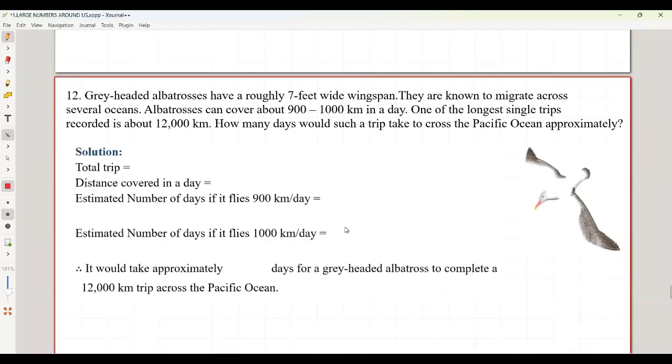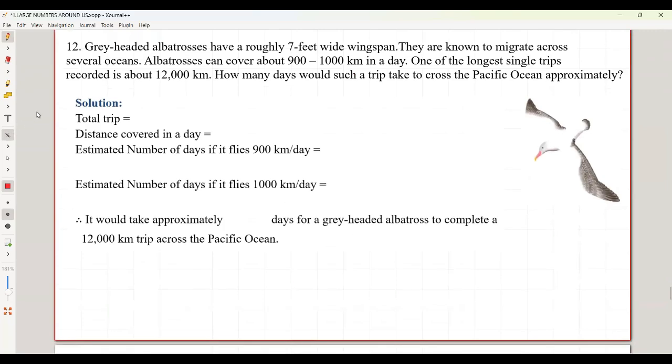Okay, question number 12. A gray-headed albatross has roughly a 7 feet wide wingspan. They are known to migrate across several oceans. Albatross can cover about 900 to 1000 kilometers in a day. One of the longest single trips recorded is about 12,000 kilometers. How many days would such a trip take to cross the Pacific Ocean approximately?